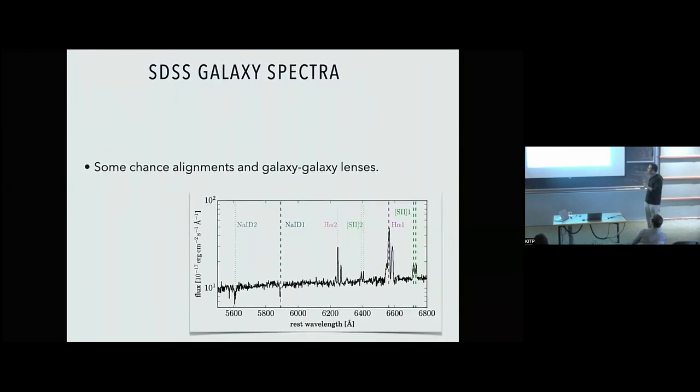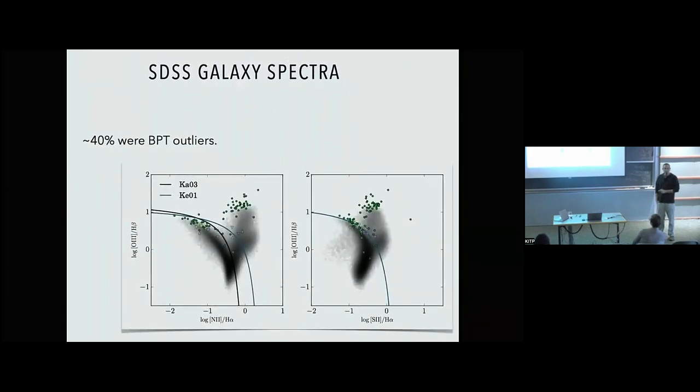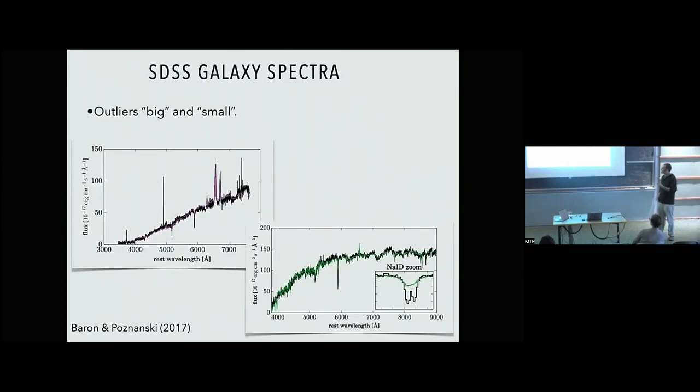We found some, you were asking me, so I put that slide just for you. Some chance alignments and galaxy lenses. You can see here that all the lines are two systems. Actually, many of the things we found here were BPT outliers, so objects that don't have the line ratios you would expect for galaxies. I'm going through these quickly because I have more recent things to show you.